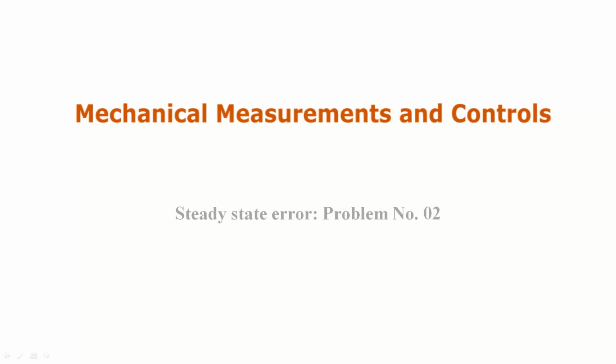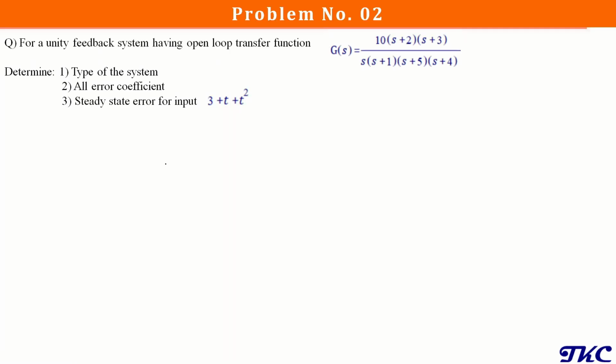In this lecture, we are going to solve the next problem on steady state error. The problem we have here is a unity feedback system, and the transfer function is given in the form of G(s). It is asked to determine the type of the system, all error coefficients, and the steady state error for the input. This input consists of a step input, a ramp input, as well as a parabolic input. So we'll see how to solve this kind of problem.